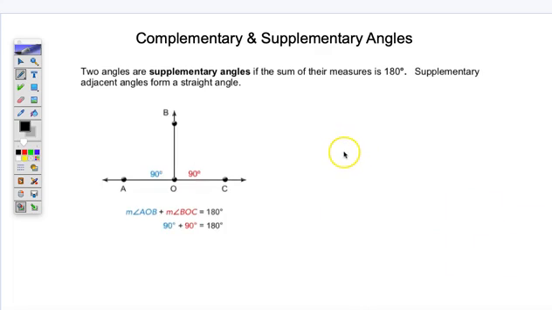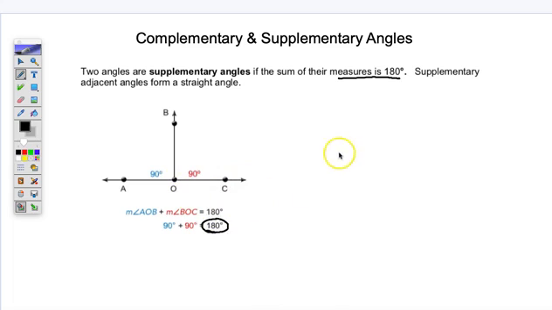Let's talk about what supplementary angles are. Two angles are supplementary angles if their sum measures 180 degrees. Supplementary adjacent angles form a straight line. So here you can see we have our straight line here, and then we have a ray that they share, OB, and each one here measures 90 degrees. So when we add those two angles together, we definitely get 180.